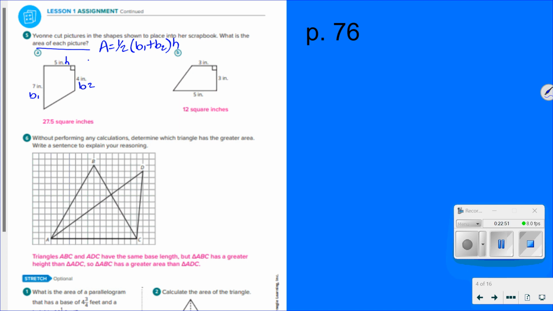All right, so now we just need to plug it into the formula. We have area equals 1/2 base 1, which is 7, plus base 2, which is 4, and then we are going to multiply it by our height, which is 5 inches. But our order of operations says we need to do what's inside the parentheses first. So 7 plus 4 is 11.